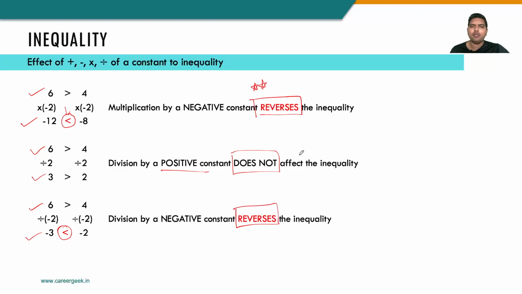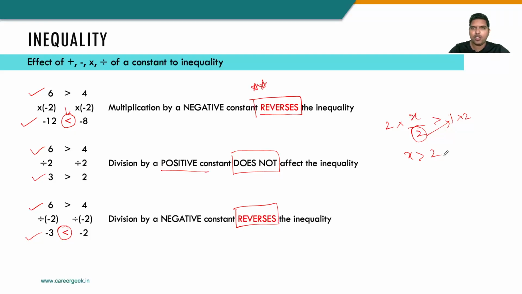Multiplying or dividing by a negative constant will reverse the inequality. In any other cases, you can directly do the operations. For example, if x upon 2 is greater than 1, can I take 2 to the other side? Yes. And do I have to change anything? No, because I am taking a positive value. Or let's say I'm multiplying by 2 on both sides. Since it is positive, I need not change the inequality.